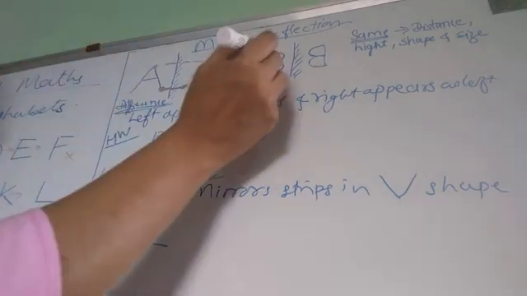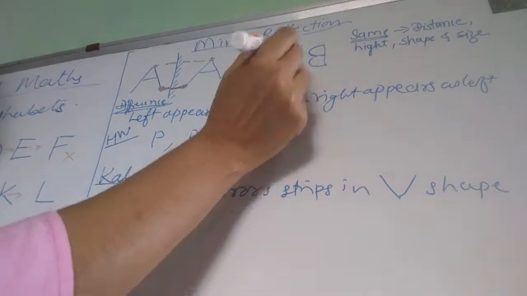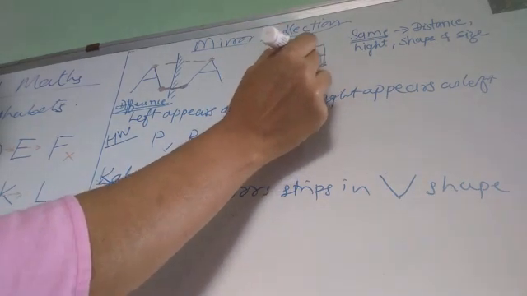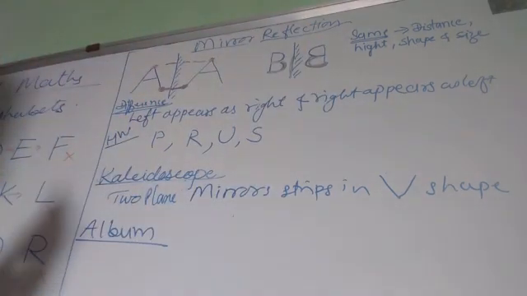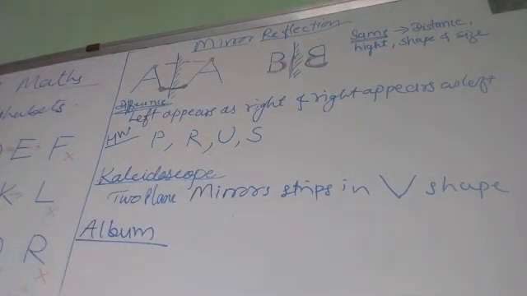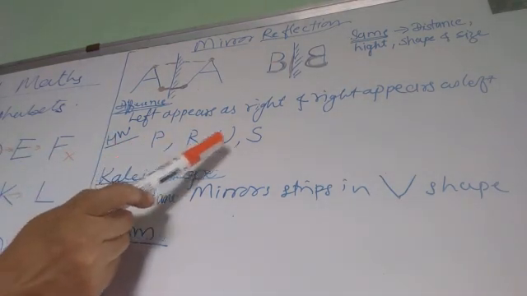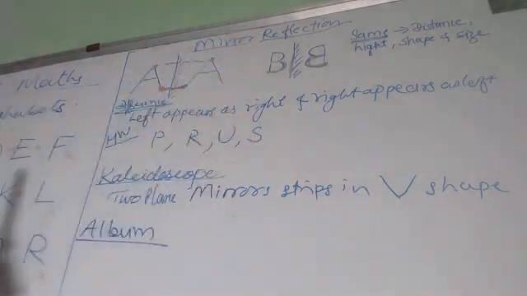How far this part is away from the mirror? The same, at the same distance its image will be formed here like this. So here I have shown the mirror reflection. Now what is your homework? At home you have to show PRUS as the mirror reflection.